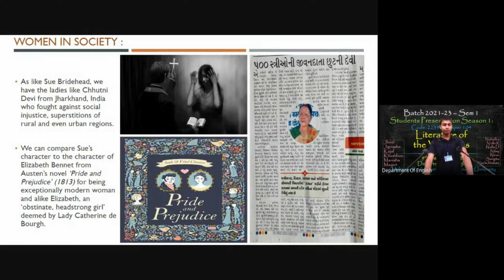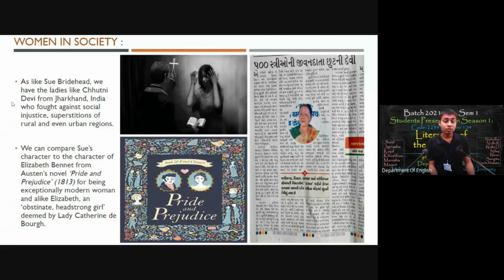And here is the theme of women in society. First we will go through what kind of women are depicted in the novel, and after that we will compare them to the Indian construct. This is an article published in Gujarat, I think Ravi Purti, 4th May 2021.